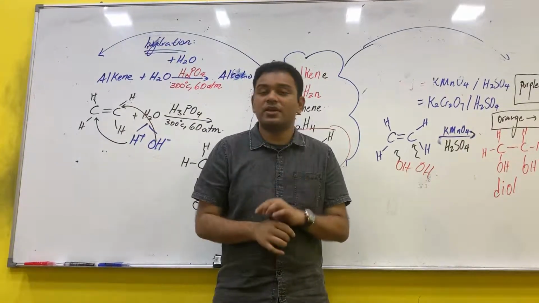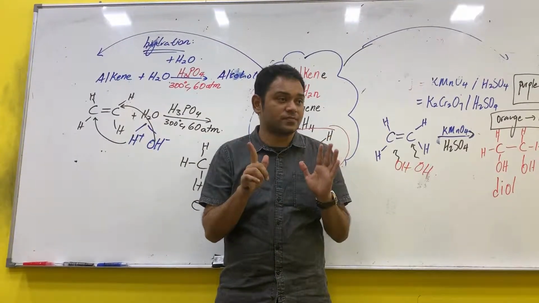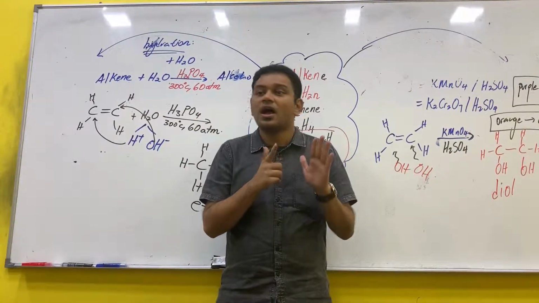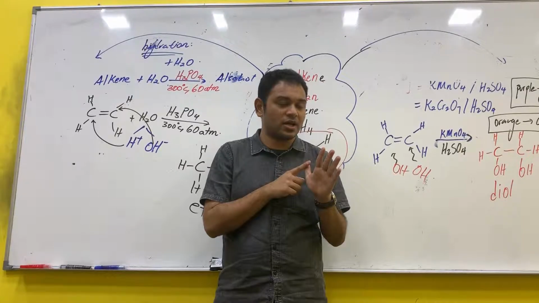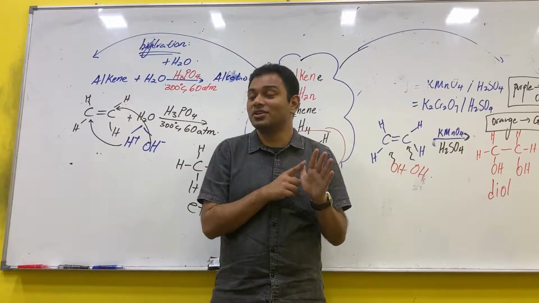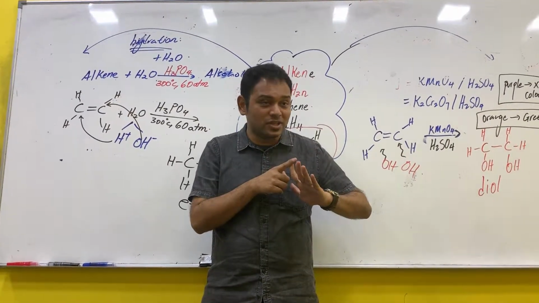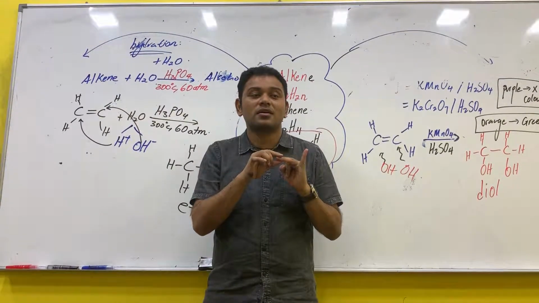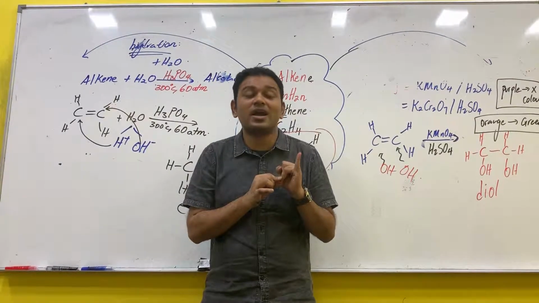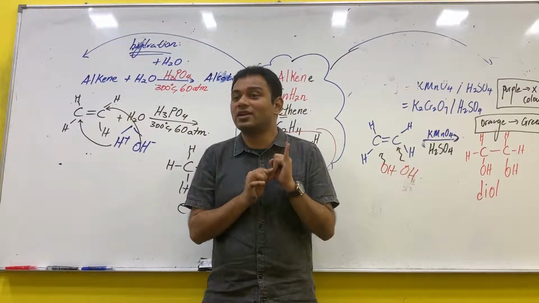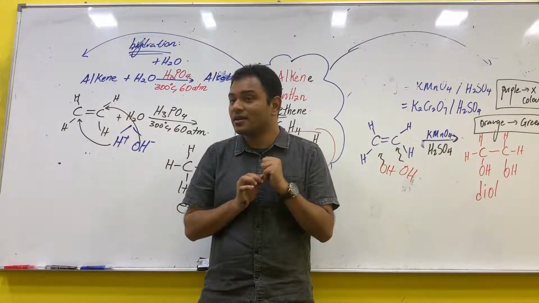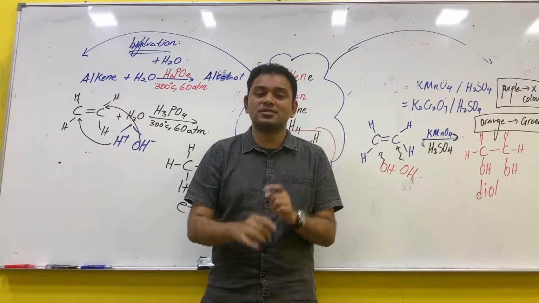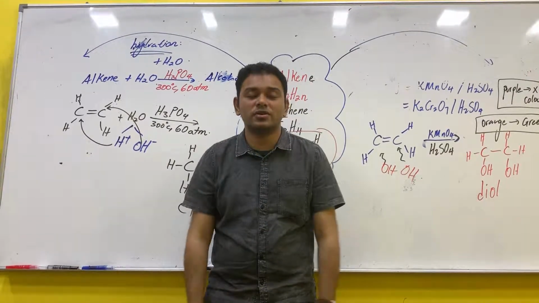So guys, let's recap balik apa yang kita dah belajar. For alkene, kita ada 7 chemical reaction: combustion, polymerization, hydrogenation, halogenation, oxidation, hydrogen halide, and finally hydration.